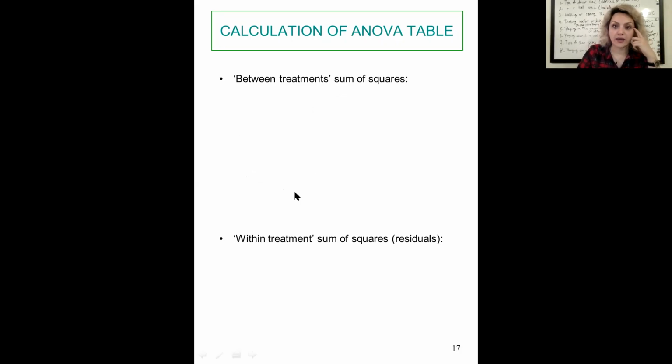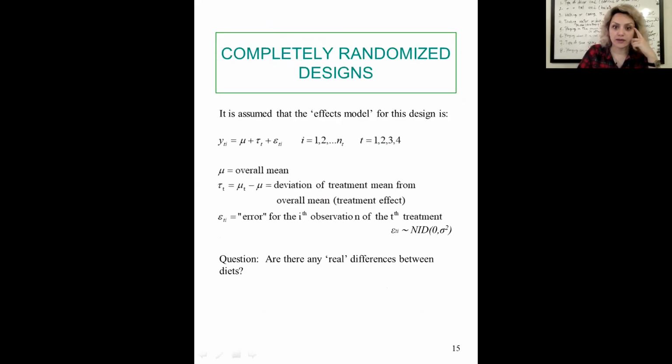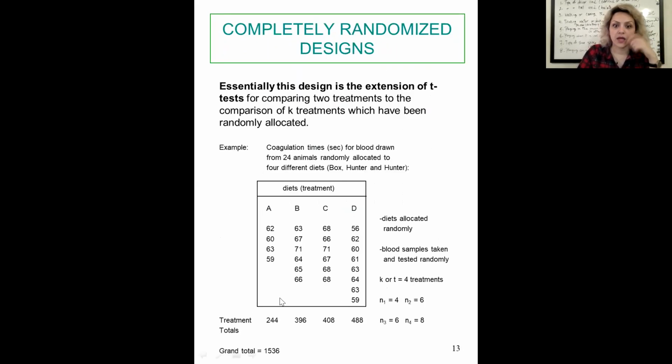Let me go back and show you what I mean by that. Look at here, for example, 244. This is one column, one treatment. So it's going to be 244 squared plus 396 squared. You see what I mean? Each of these columns, you are going to square it, because we don't care what's happening inside them when we are talking about between treatments.